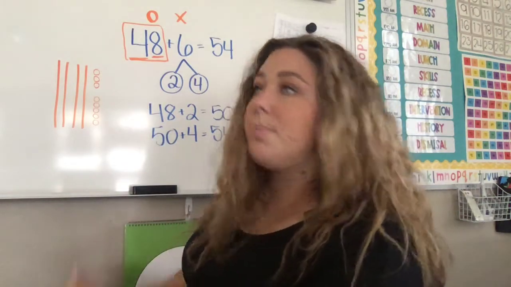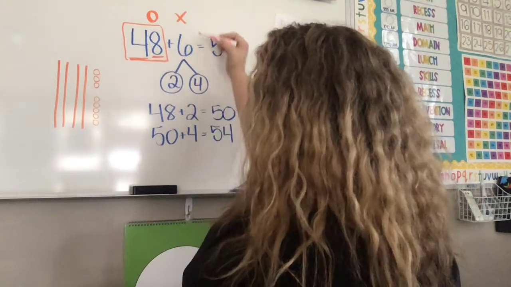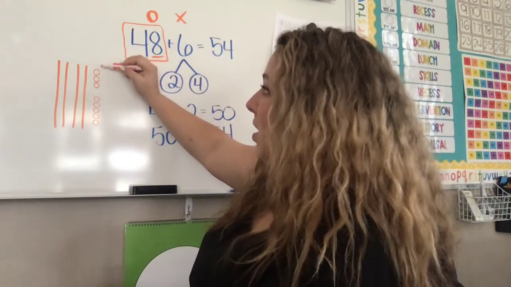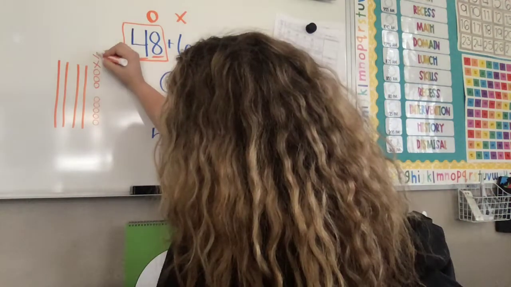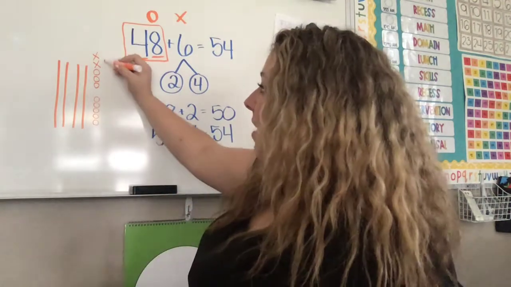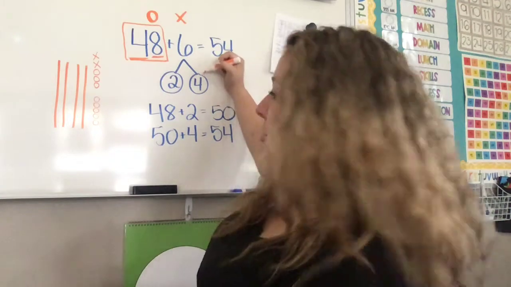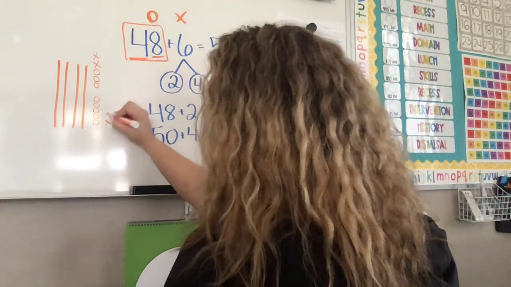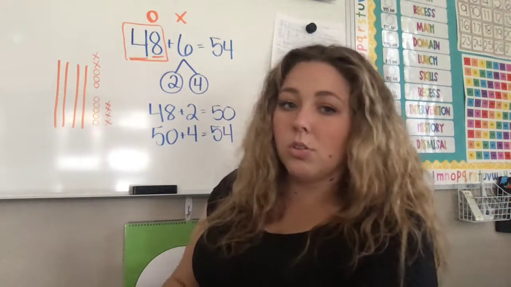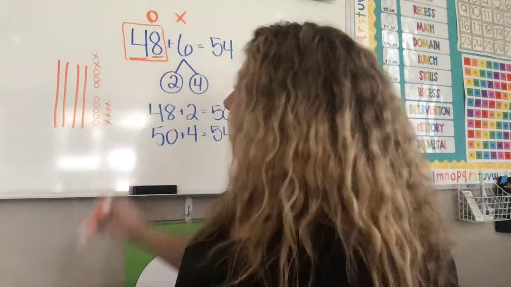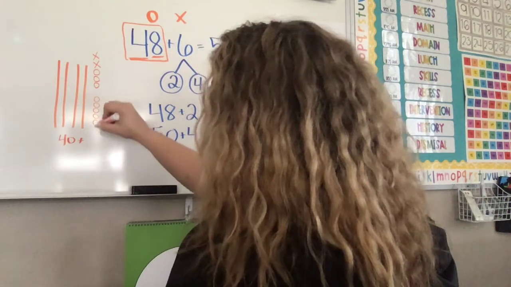So let's borrow from our 6 to make another 5. So how many can we borrow from 6 to make 5? We need 2. So we're going to do 2 x's. 1, 2. So now we have 5 and 5, but we've used 2 from our 6, so we have 4 left over. So we're going to bring them down here. 1, 2, 3, 4.